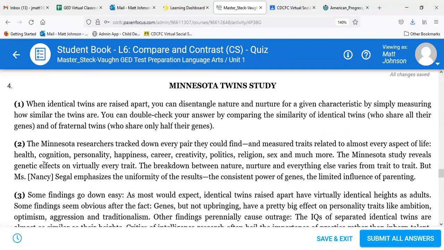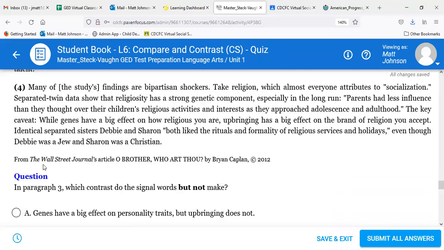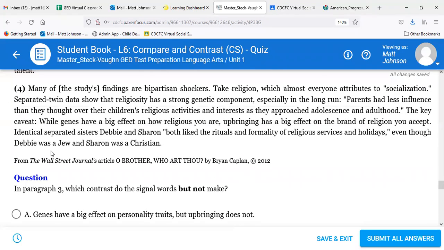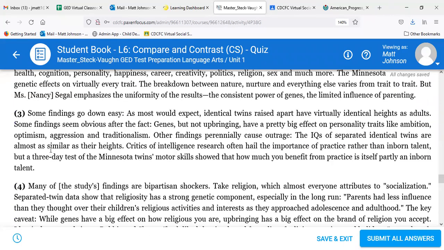4. So in paragraph 3, which contrast do the signal words but not make? So I'm going to go ahead and find that paragraph. After genes.